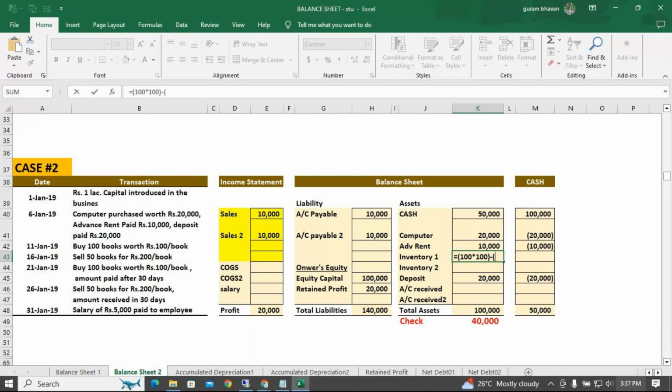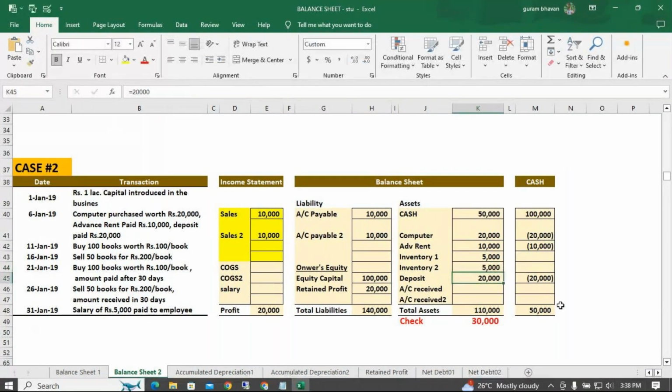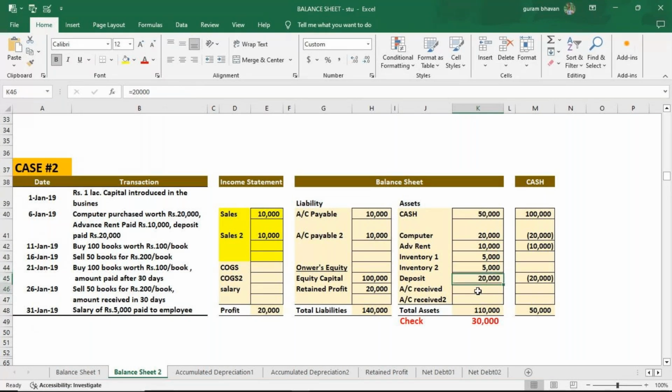In order to sell those books, how much amount have I incurred? 50 into 100. The next one, again I have bought 100 books at the rate of 100, out of which I have sold 50 books. In order to buy those 50 books, I have incurred 100 each. Okay, received amount. How much is the amount I have received? That will be sales equals 50 into 200. So sale 2 received equals 50 into 200.